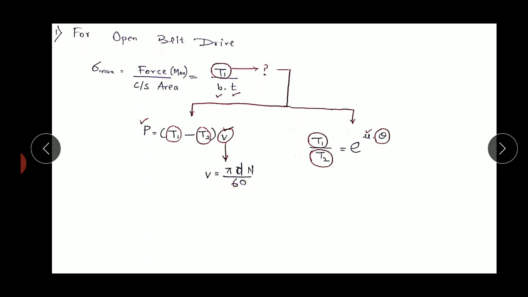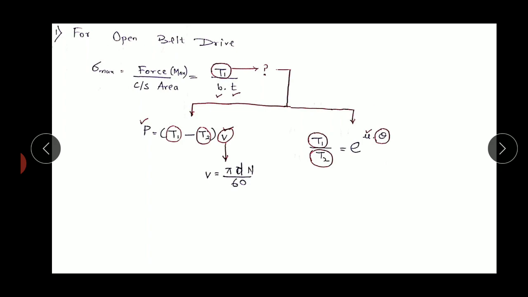Then in this equation, what are the unknowns? So T1 and T2 both are unknowns. Here again T1 and T2 both are unknowns, so we are going to find in terms of two unknowns. This equation in terms of two unknowns and this equation in terms of two unknowns. So two equations, two unknowns, we can easily solve as simultaneous equations.